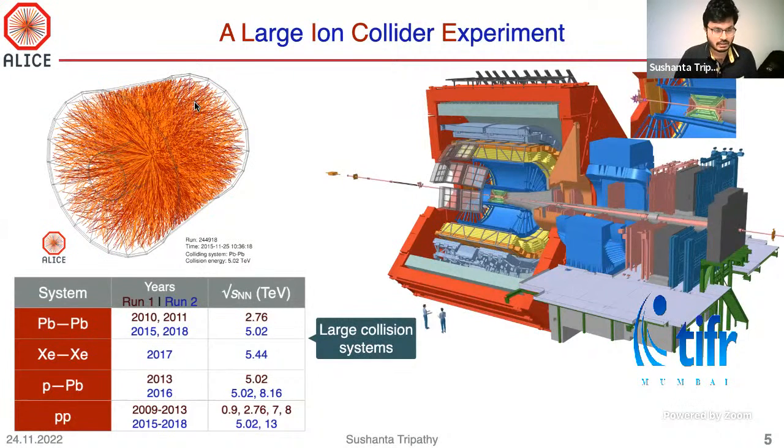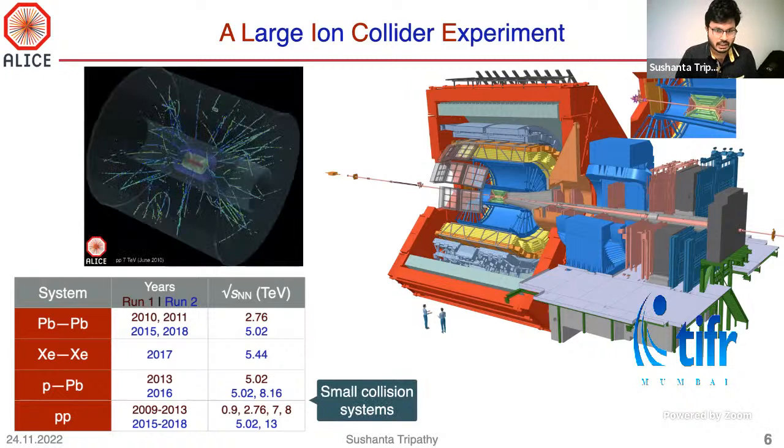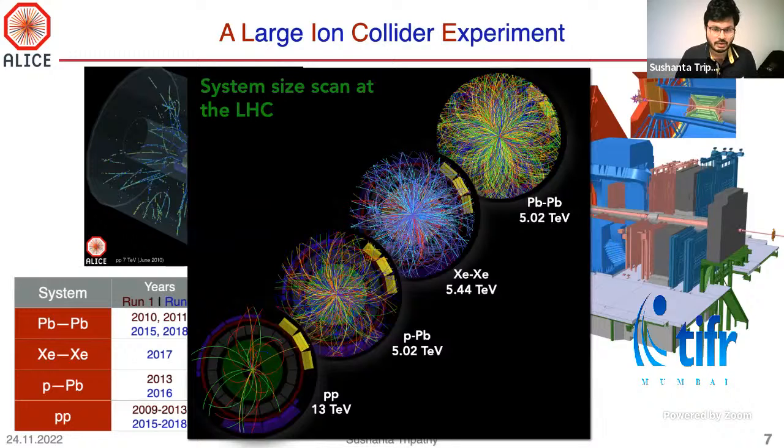Here is an event display from the central barrel of the ALICE detector. As you can see, these are the tracks and tracklets shown here. And this is how a pp collision event display looks. Briefly summarizing, ALICE has been taking data in pp collisions at different collision energies, and we have a system size scan as well, with pp going to p-lead, xenon-xenon, and lead-lead collisions at several different center-of-mass energies.